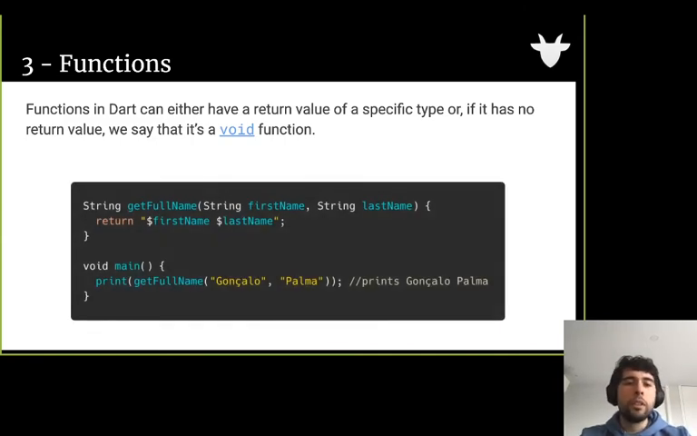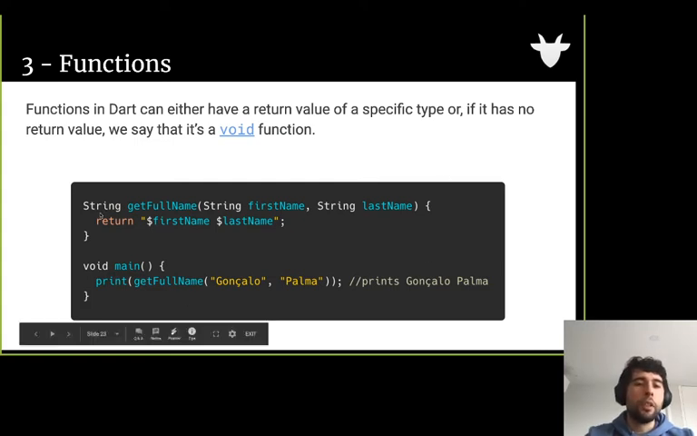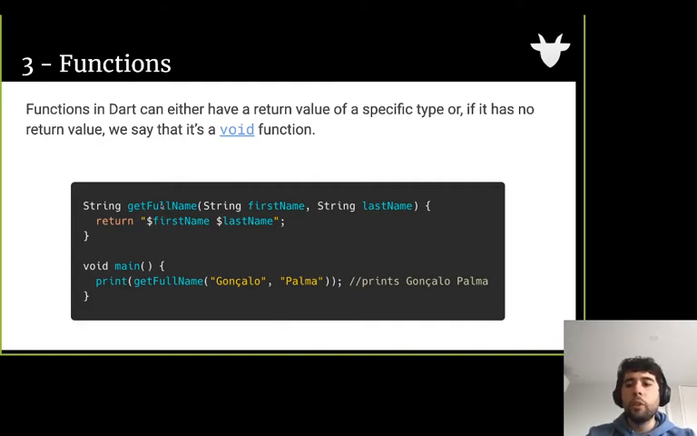Now, we are also going to need functions in order to create a good code base. So every function can declare a return type. In this case, we can see that it's of type string, or it can have no return type, which is void. As with many other languages such as JavaScript, we declare the return type, the name of the function, and then all the arguments that we need, and finally a body.